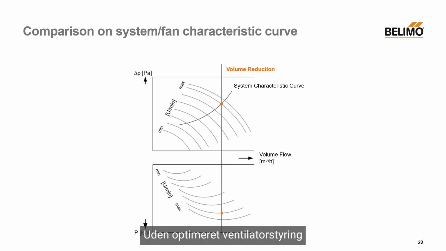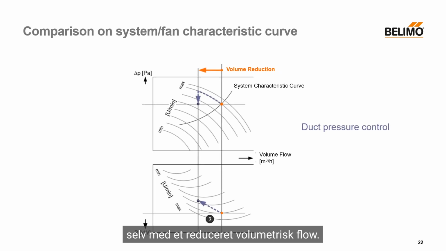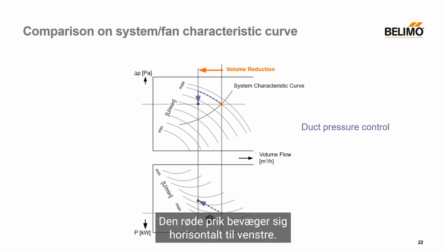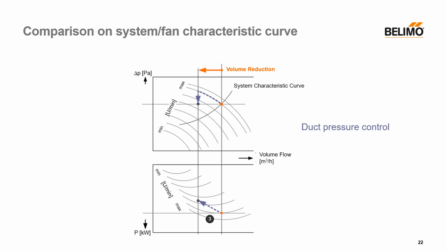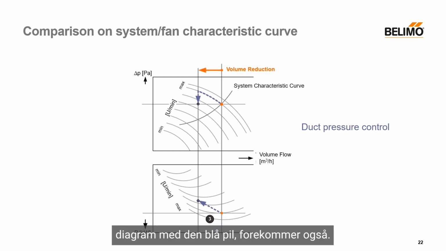Without optimized ventilator control, the differential pressure over the ventilator is kept constant even with a reduced volumetric flow. We are talking here about constant duct pressure control. The red dot moves horizontally to the left. An expected reduction in performance, as shown in the lower diagram with the blue arrow, also occurs.